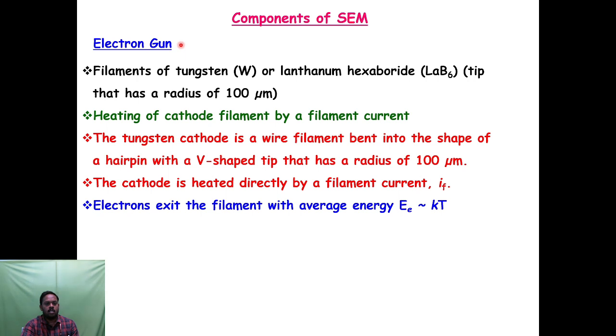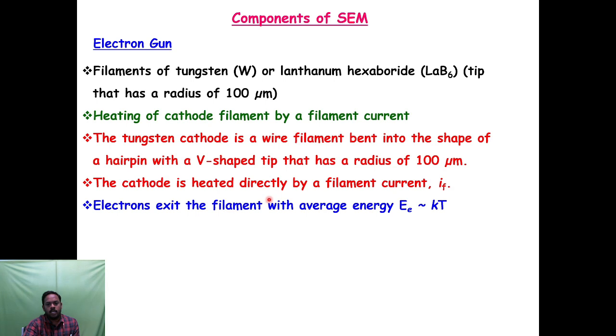First one is the electron gun. The filaments of tungsten or lanthanum hexaboride are conventionally used as the electron gun. This involves heating of the cathode filament by a filament current. The tungsten cathode is a wire filament, so it will have a V-shaped tip with a radius of 100 micrometer. So the heated filament will be producing the electron beam.